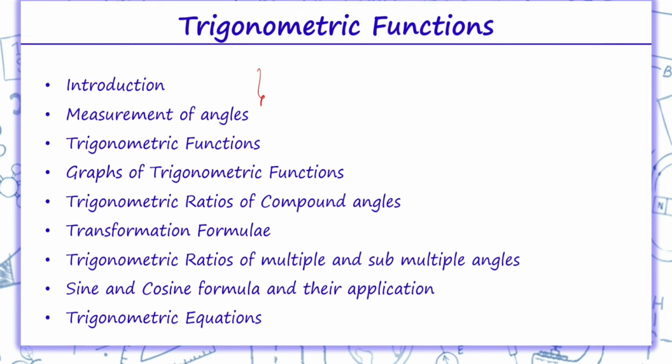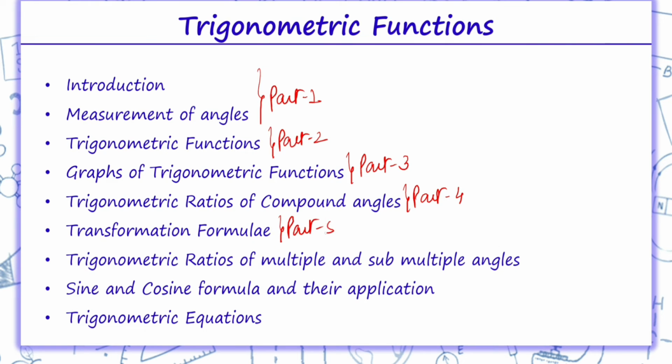See, in part 1 we studied introduction and measurement of angles. Part 2 we studied trigonometric functions. In part 3 we studied graph of trigonometric function. Then in part 4 we studied trigonometric ratio of compound angles. In part 5 we studied transformation formulas. Trigonometric ratios of multiple and submultiple angle was studied in part 6. In part 7 sine and cosine formulas, and now in this part 8 we are going to study about trigonometric equation.